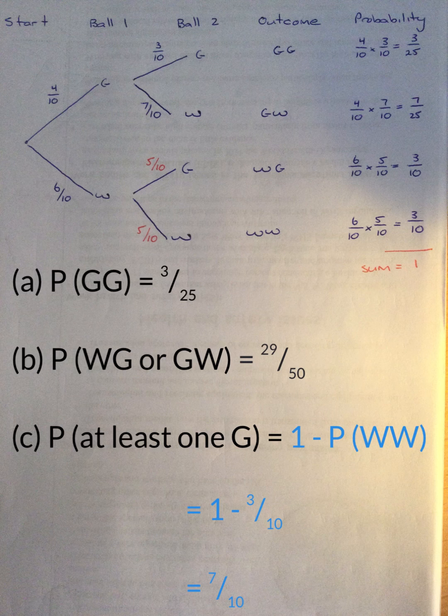And our final one, what about the probability of at least 1 green? Again, we could have added the top 3 branches, GG, GW, WG, and we would have got the same answer as 1 minus the branch that doesn't apply. So 1 minus 3 on 10 gives us 7 on 10.